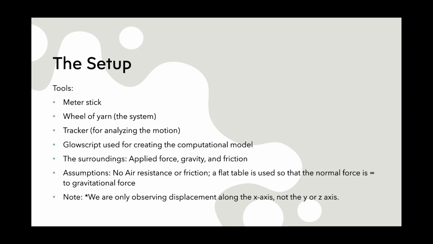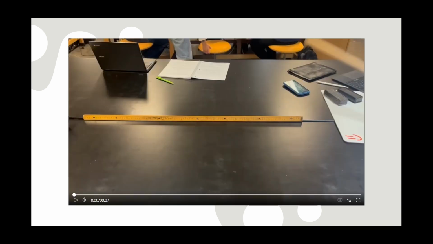Assumptions that we're going in with are that there is no air resistance or friction, and that a flat table is used so that the normal force is equal to the gravitational force. And a note, we are only observing displacement along the x-axis, not the y or z-axis. This is just a quick video of our wheel of yarn going across the meter stick.